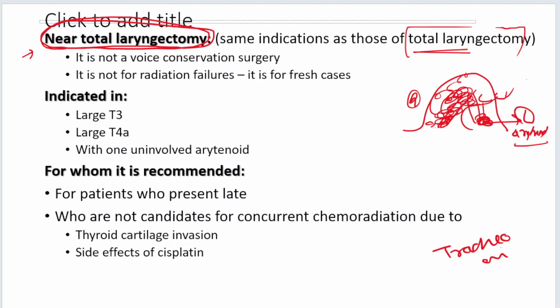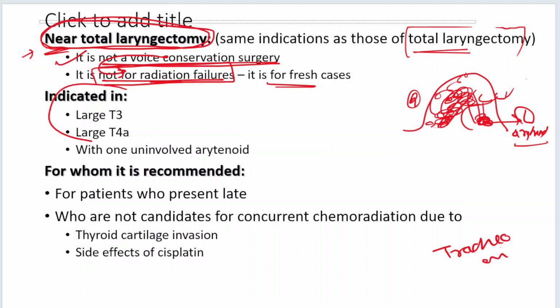Okay. So what do you want to know about this? What you have to understand about near total laryngectomy is that it is not a voice conservation surgery. Do not put it in the same subheading or under the same category of vertical partial laryngectomy and horizontal partial laryngectomy. It is not a voice conservation surgery. It is not done for radiation failures. Voice conservation surgeries are done for radiation failures. This is not done for radiation failures. It is done for fresh cases.